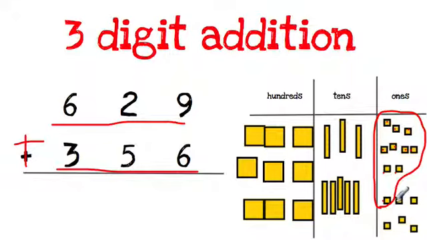Now I can count my ones that are left over. 1, 2, 3, 4, 5. 5 ones. And I added a 10 over here.